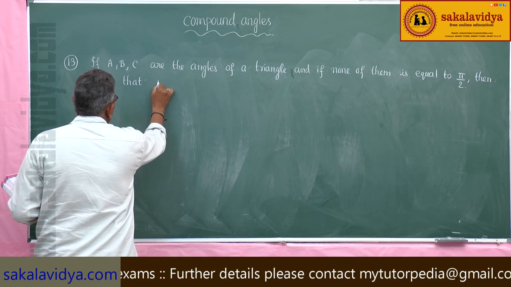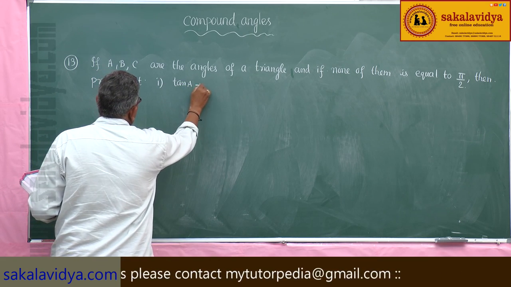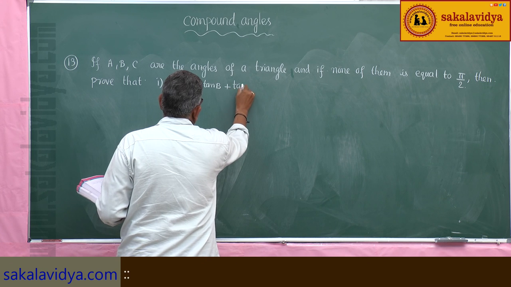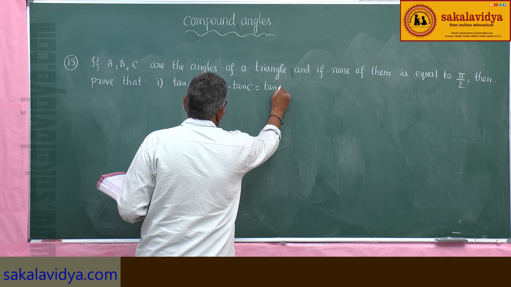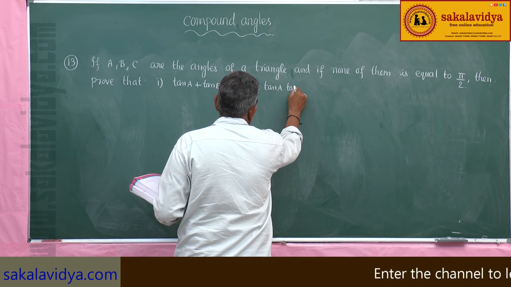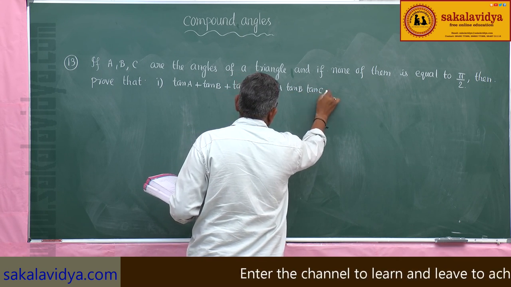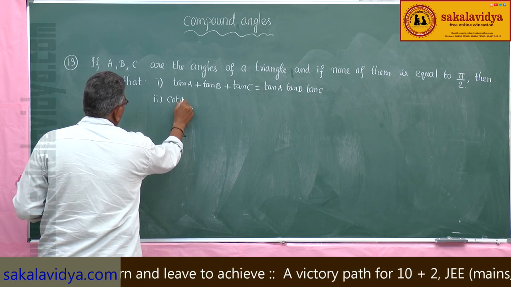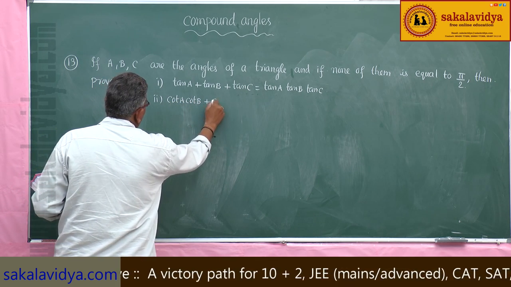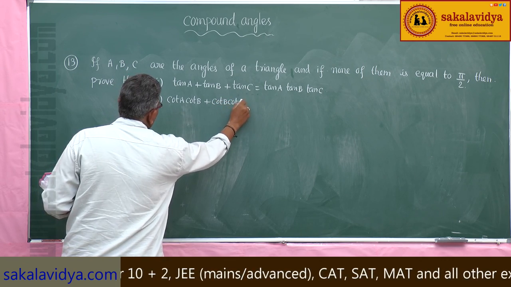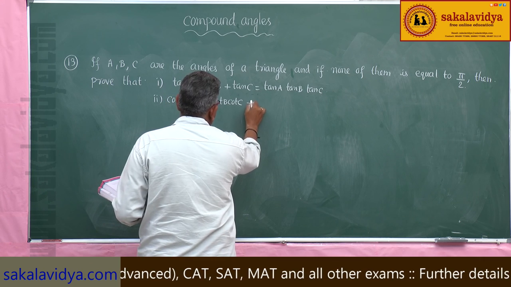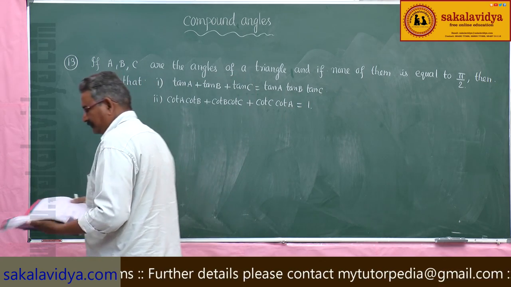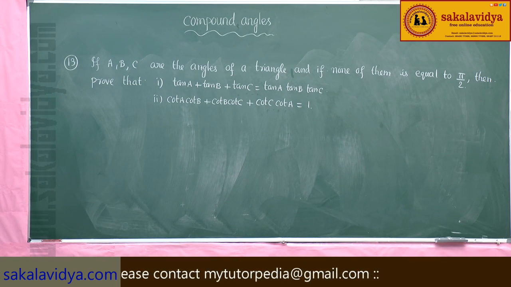first one, tan A plus tan B plus tan C is equal to tan A, tan B, tan C. Second one, cot A, cot B plus cot B, cot C plus cot C, cot A equals to 1. Okay, let us prove it.